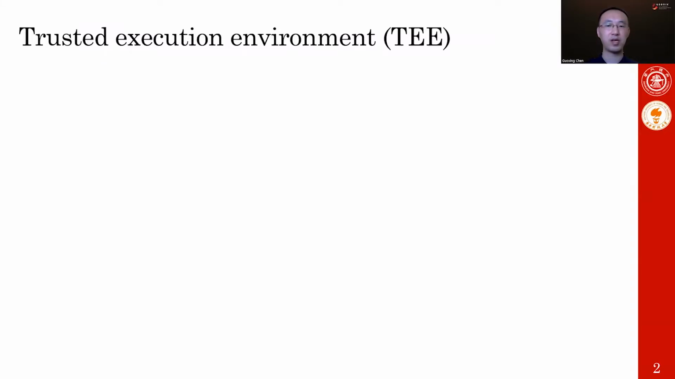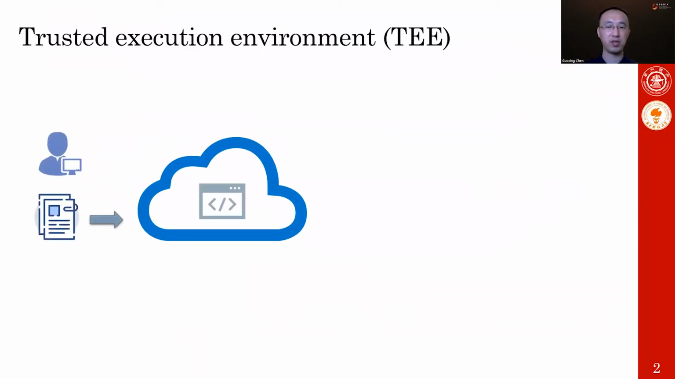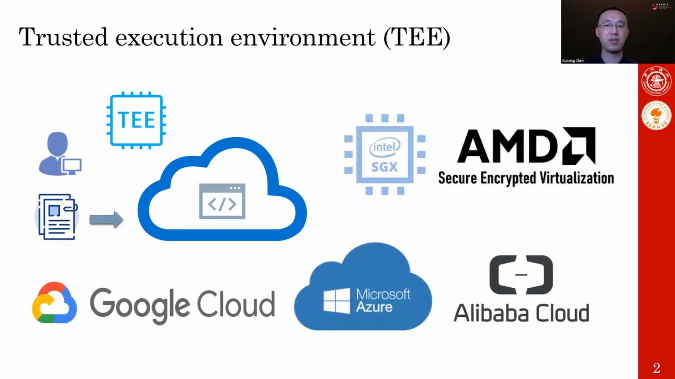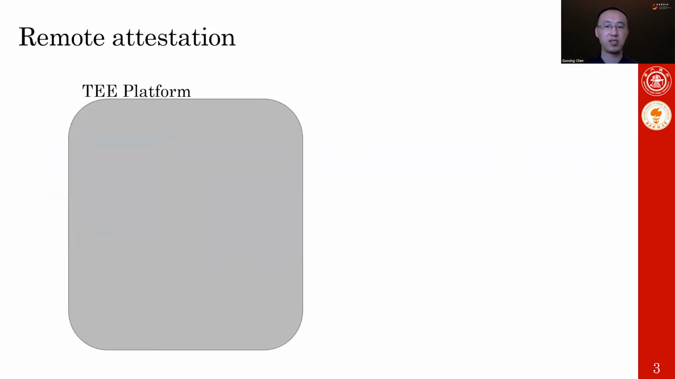As outsourcing storage and computation to clouds becomes more prevalent, cautious users may raise concerns about whether the cloud could keep their data private and execute their applications as expected. Trusted execution environments, or TEEs, have the potential to offer efficient solutions to these concerns. Examples of TEEs include Intel SGX and AMD SEV, which are available in popular clouds such as Google Cloud, Microsoft Azure, and Alibaba Cloud. A TEE is a secure area of a processor, which is usually called an enclave.